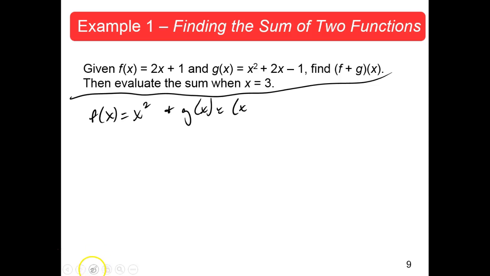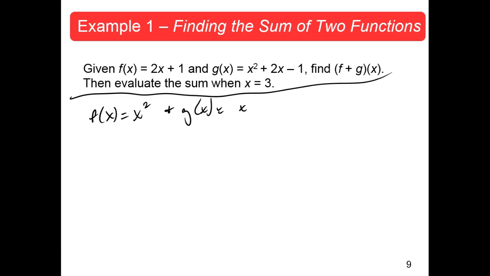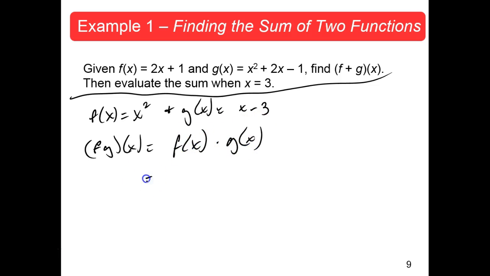Okay, so since they didn't put parentheses, I won't either. g of x was x minus 3, and they're asking us to figure out what fg of x is. And what would you guess it would be? Again? Okay, it's f of x times g of x. And what's f of x? x squared times x minus 3.